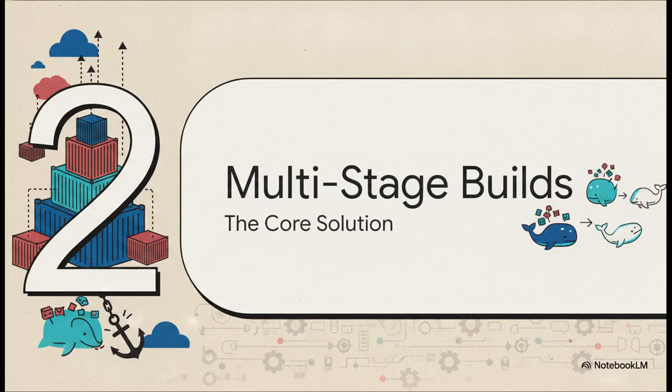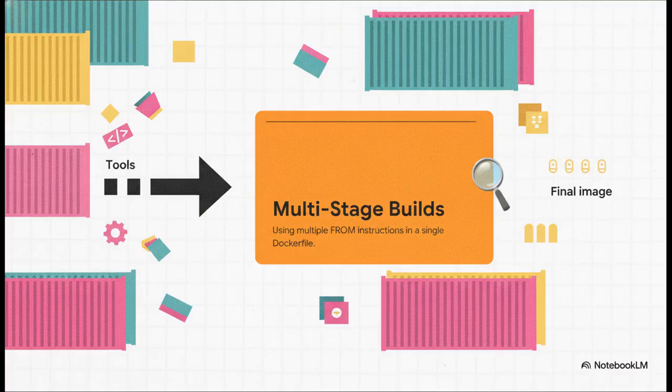Section 2. What are multi-stage builds? So how do we fix this? How do we shed the weight and get our containers lean and mean? Well, that introduces us to our core solution, multi-stage builds. This is the structural concept that'll finally eliminate that bloat from your deployments, and honestly, it is one of the most elegant features Docker has introduced.